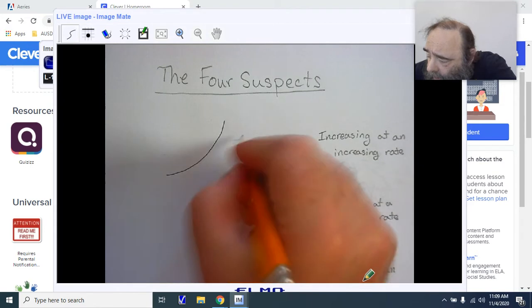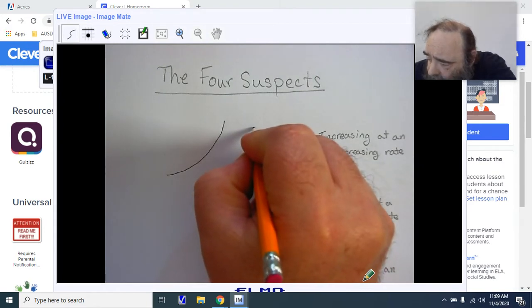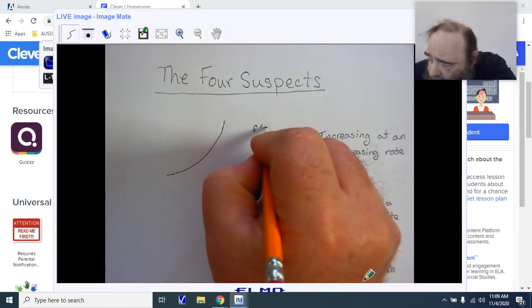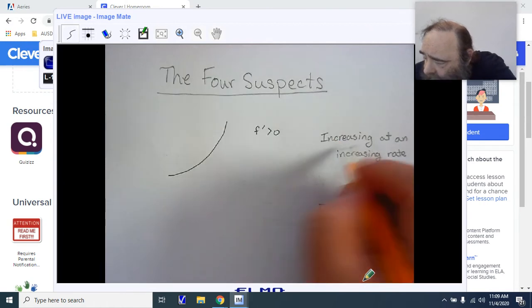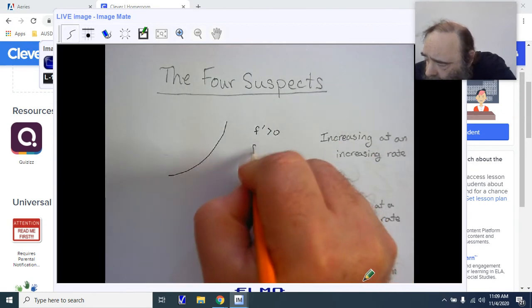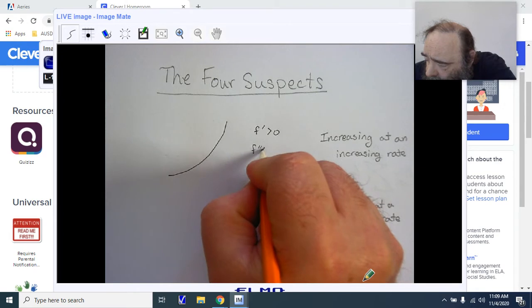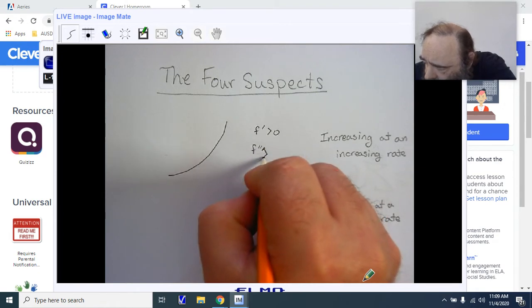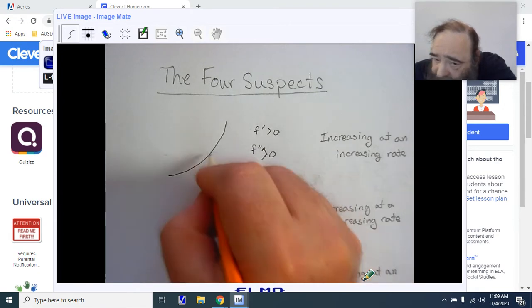So notice we're talking about, in this situation, that we have f prime is greater than 0 as the function is increasing, and f double prime is also greater than 0 because the graph is concave up.